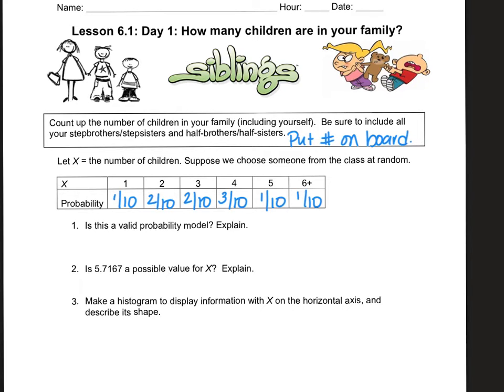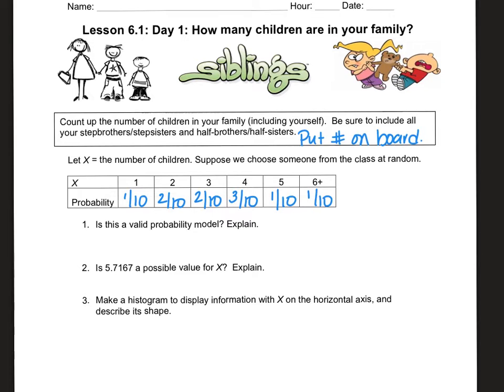So the next thing we want to do is let X be the number of children that are in that family. Suppose we were to choose someone at random from the class. Let's find the probabilities for each of those. So this is just an example that I had to come up with since I don't know what you guys are going to get when you do this in class. Okay? So is this a valid probability model, and explain.